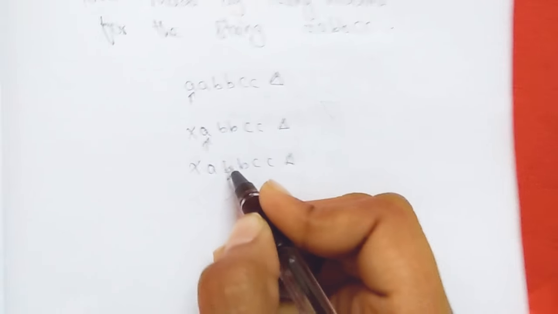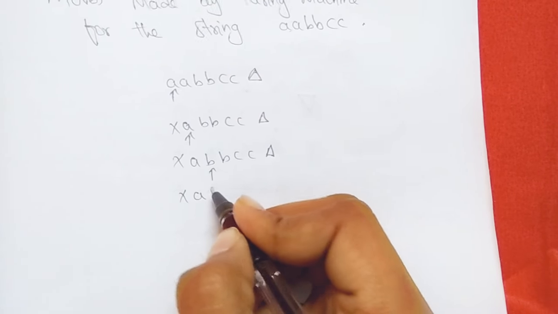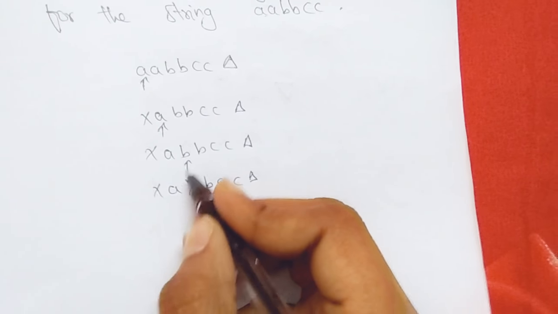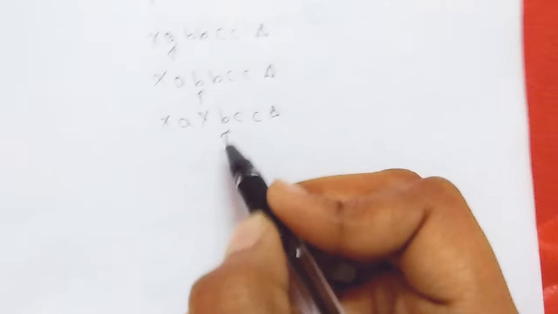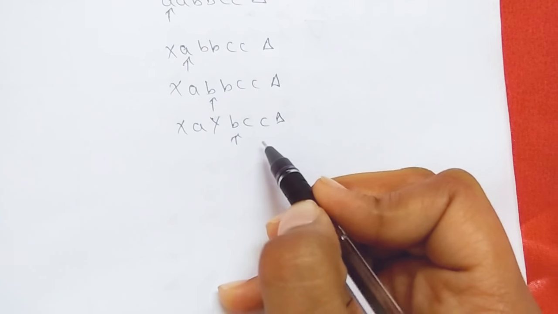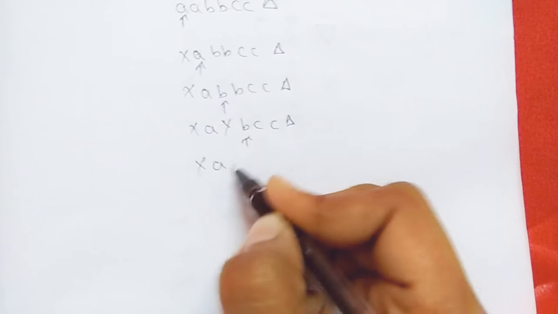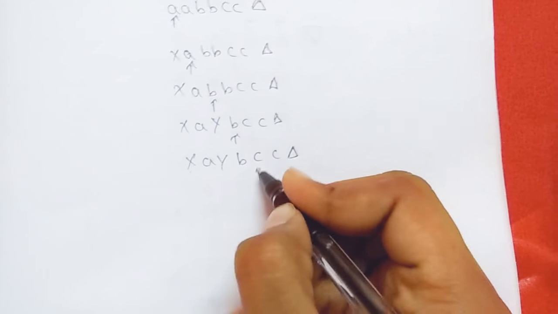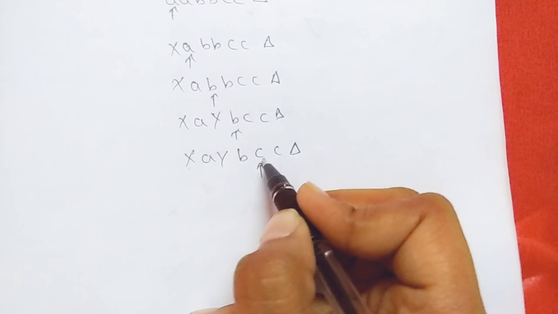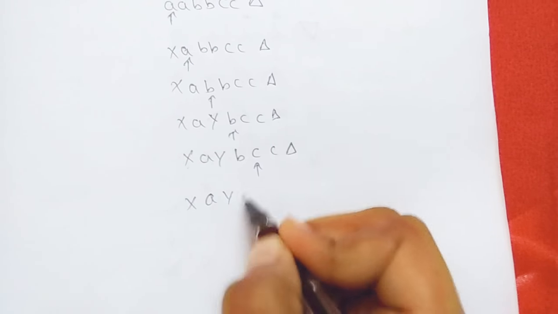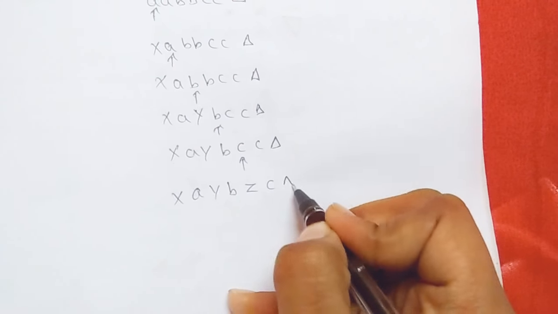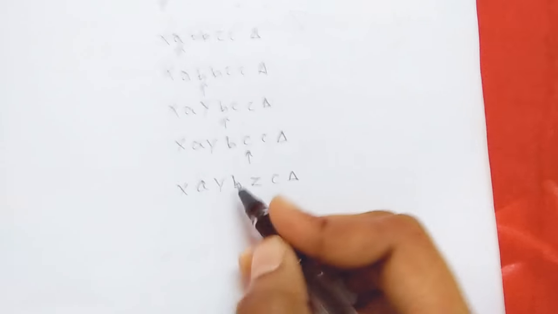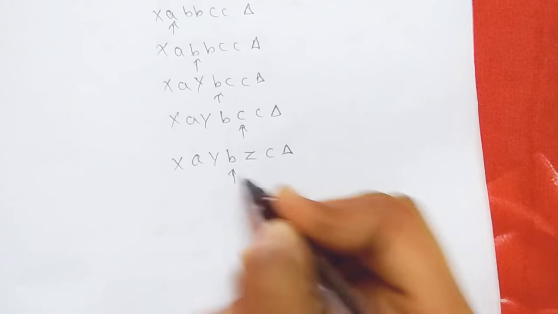B will be replaced with Y, and other things will be same, and the header will move to right, and this B will be replaced with B itself, and the header will move to right, therefore X A Y B C C, and the header is over here now. C will be replaced with Z, therefore X A Y B Z C delta, and the header is moved to left.